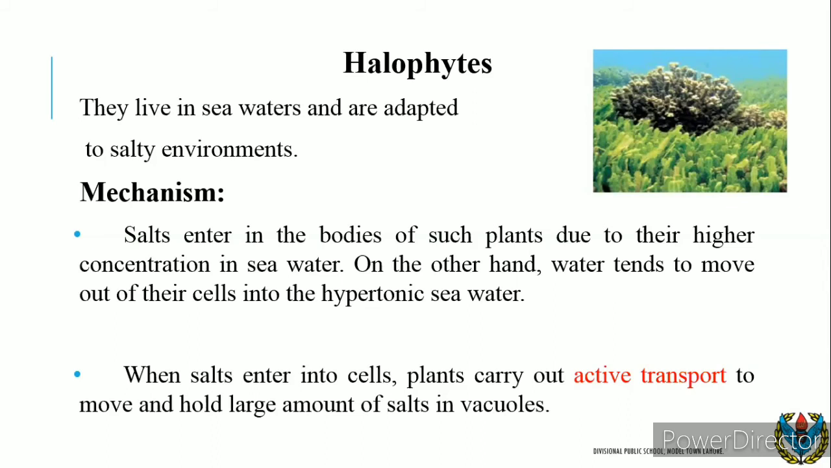How does the osmotic adjustment take place? It is through the process of active transport, that is, against the concentration gradient, from lower concentration to higher concentration. Due to this active transport, the salt enters the cell, and they move and hold a large amount of salts in vacuoles. Such a mechanism is involved here in the halophytes.